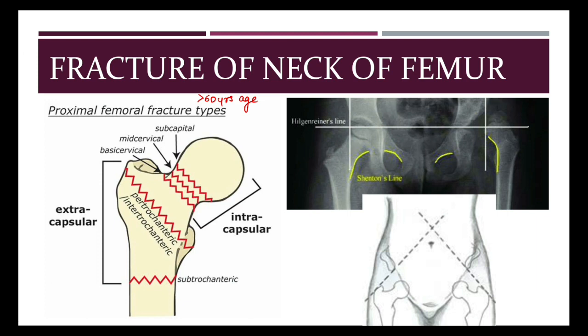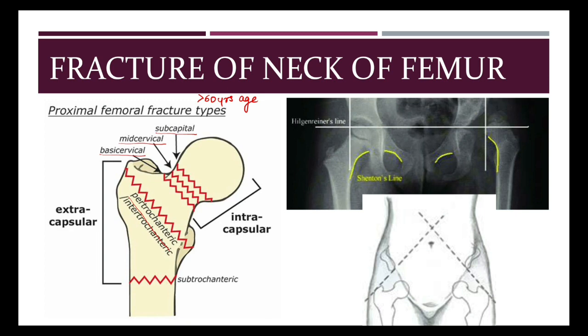Now there are types of femoral fractures. One is subcapital, then there is cervical or also called mid-cervical, then basal or basicervical, and there is pretrochanteric or intertrochanteric. Subcapital is near the head, mid-cervical is in the middle of the neck, basicervical or basal is near the trochanters, and pretrochanteric or intertrochanteric is just distal to two trochanters, joining them together.